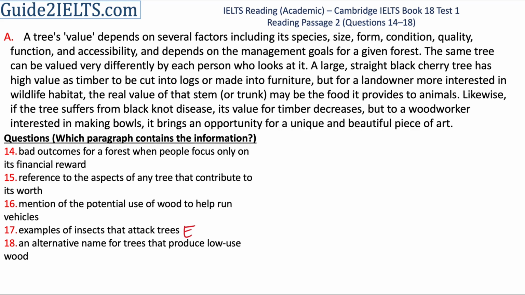So I start with paragraph A. The tree's value depends on several factors, including, and this is followed by a list of factors on which the value of a tree depends. From this itself, we seem to have an answer. 15th question says, reference to the aspects of any tree that contribute to its worth.